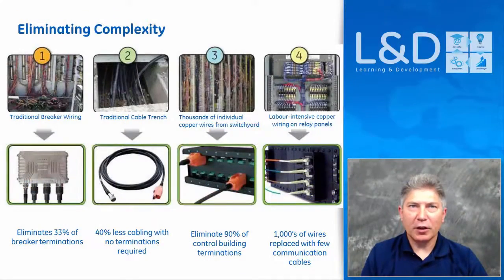Our solution for eliminating complexity: 1. From the traditional breaker wiring to the brick merging unit. This eliminates 33% of the breaker terminations. 2. Traditional cable trench. 40% less cabling required because both ends of the outdoor cable are terminated. 3. Instead of terminating thousands of individual copper wires from a switchyard, the outdoor cable connects to the cross-connect panel, eliminating 90% of control building terminations. 4. Labor-intensive copper wiring on relay panels is replaced with a few fiber optic connections.